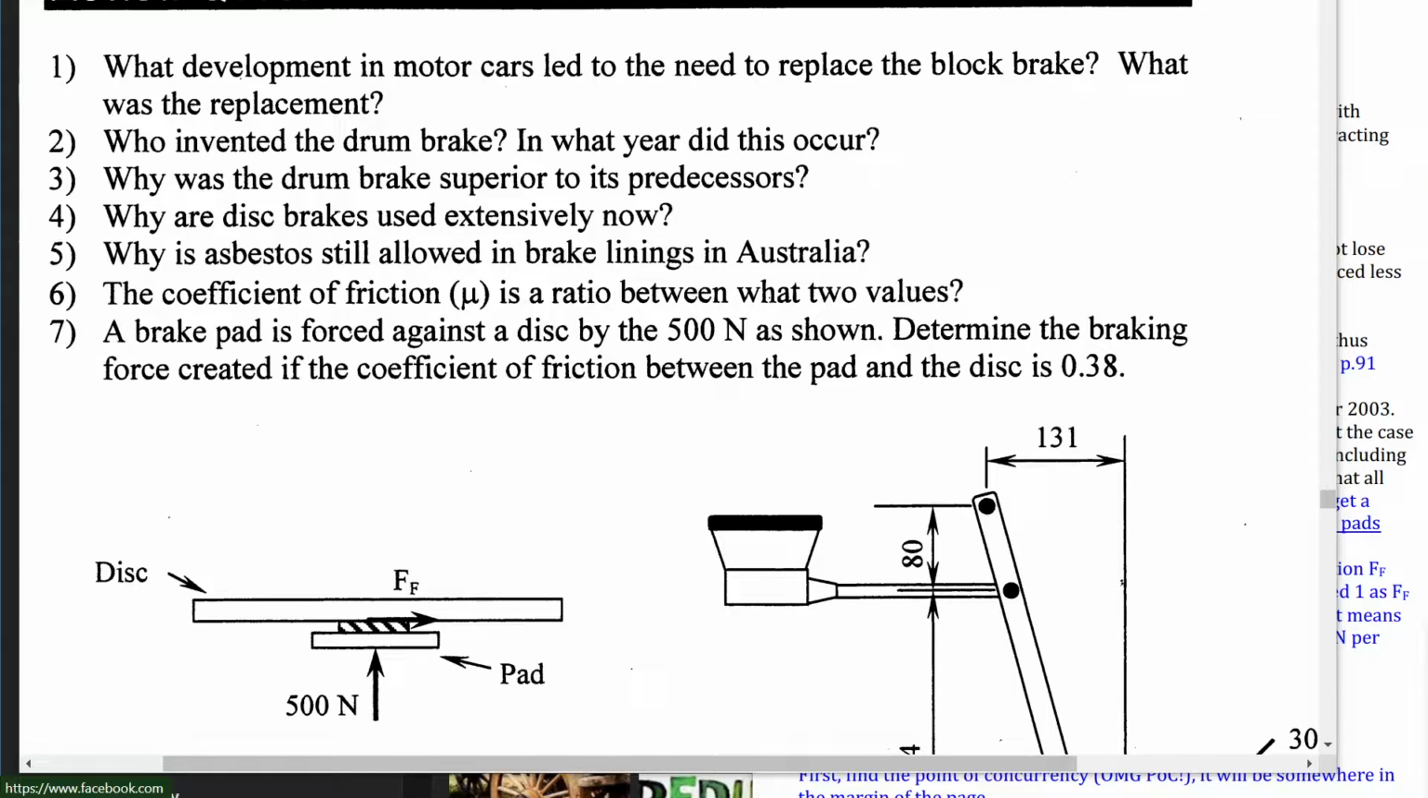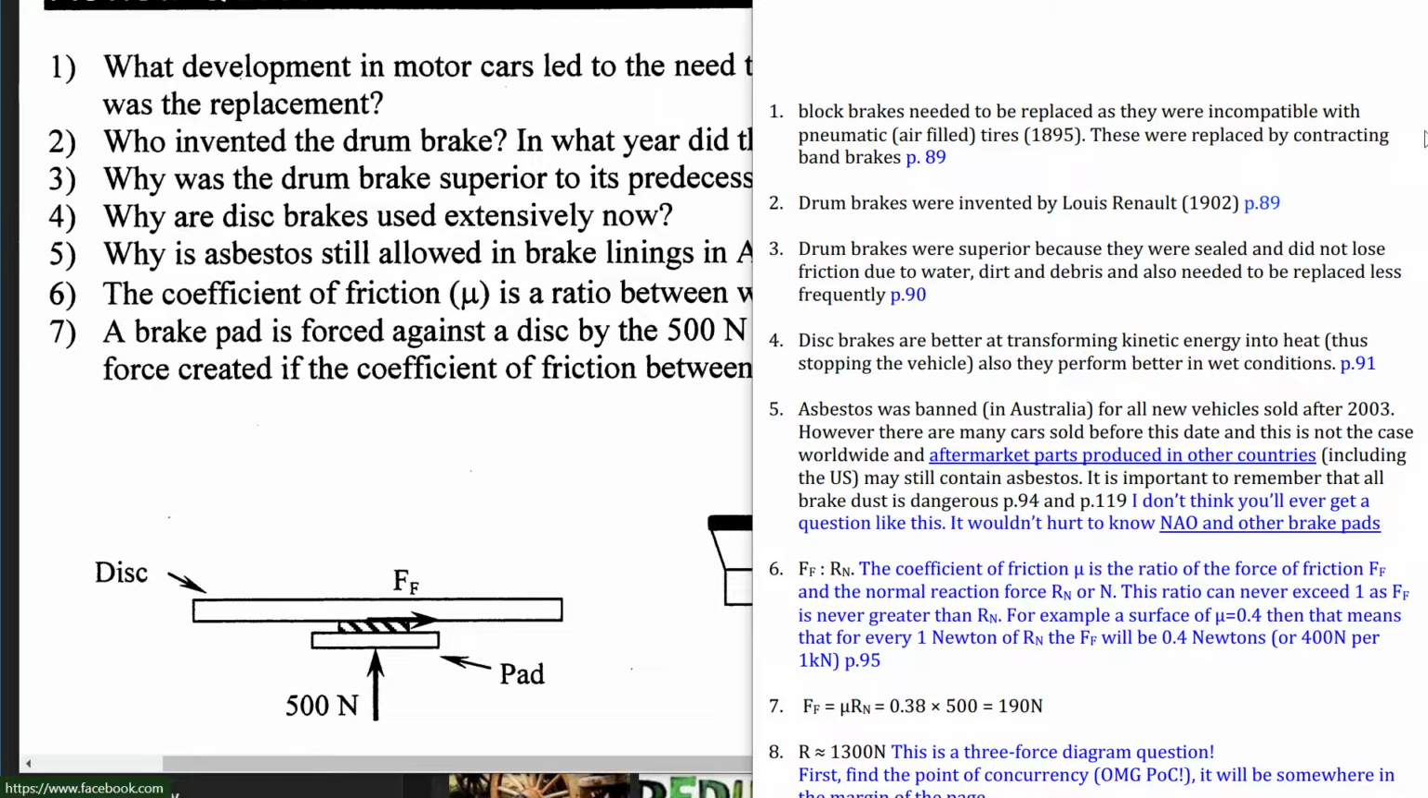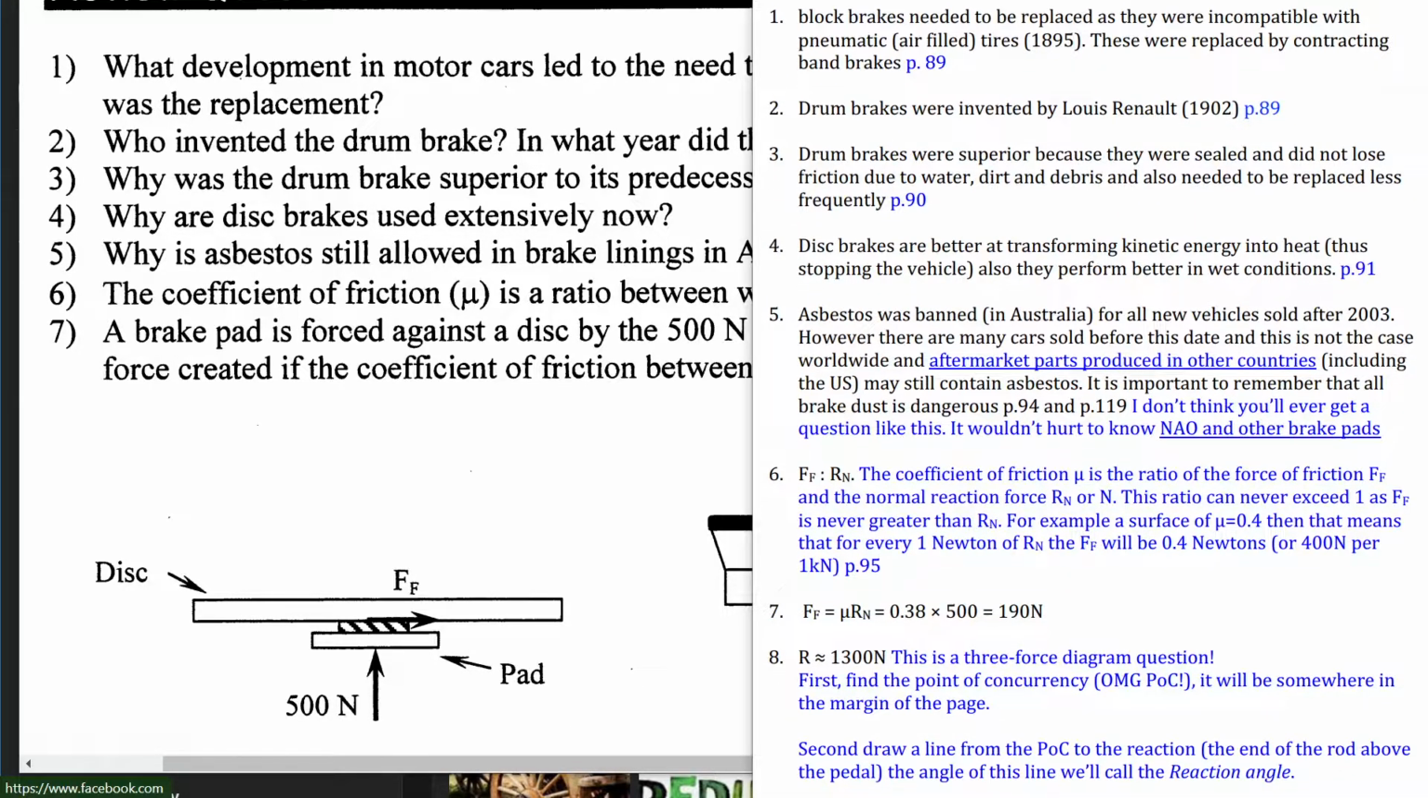What development in motor cars led to the need to replace the block brake? What was the replacement? Well, I'm going to rely pretty heavily on my answers that I've typed, and that helps me to make sure that my answers are going to make sense, and that I'm not just going to be rambling. It's better for you.